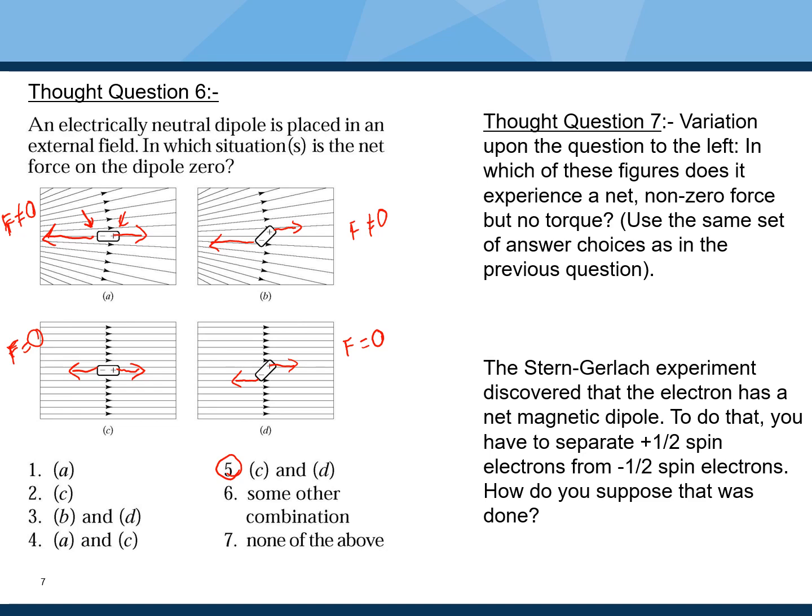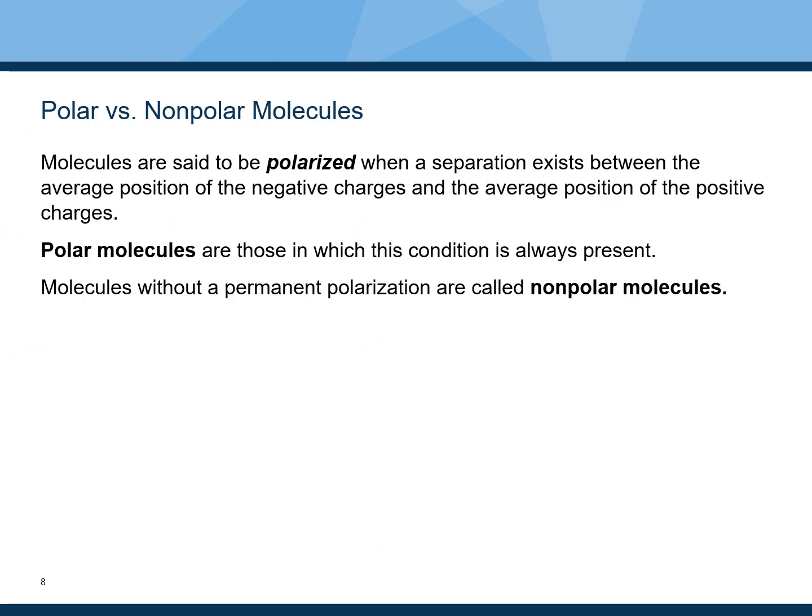Thought question number 6 provides a variant on that, basically asking about the situations where the net torque is 0, and you have enough information in front of you to think about the net torque in the various situations. So please go ahead and think about it and come to class with the right answer. So with this, let's move on.